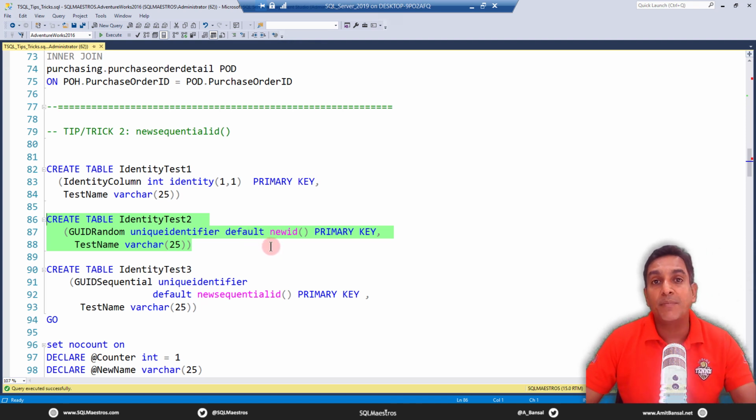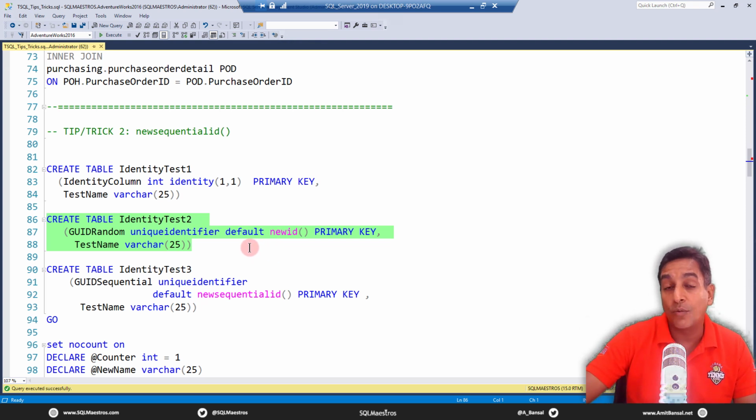That leads to fragmentation. Fragmentation leads to more page count. More page count will lead to more IO. More IO will lead to more runtime for the query, which means the total execution time of the query might increase. So there are performance issues with something like this.